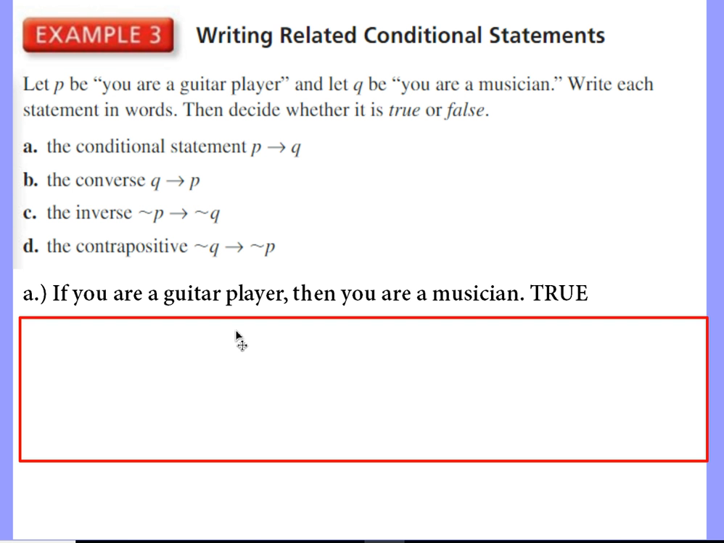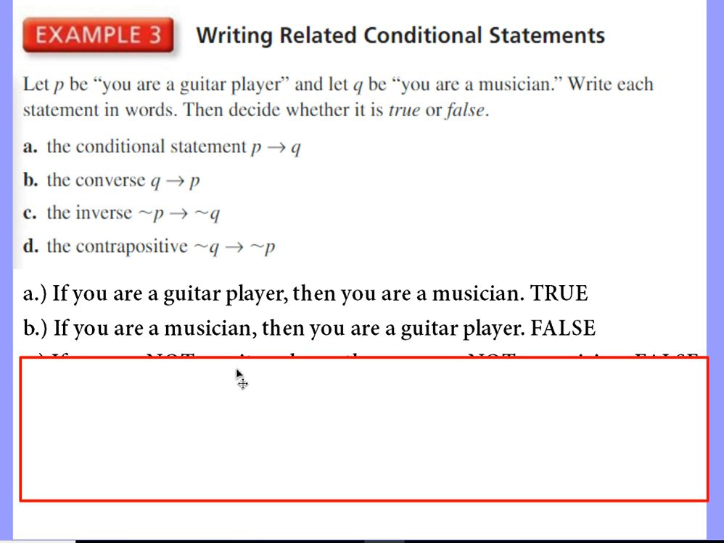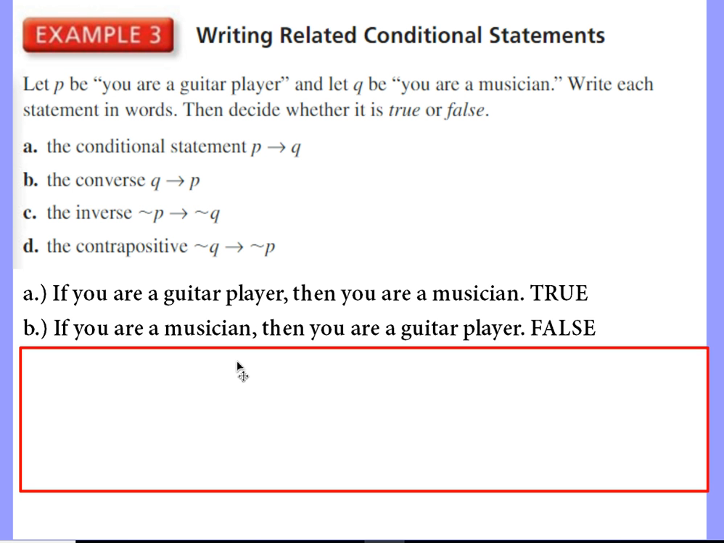Well, what about the converse? The converse is if Q, then P. We switch the hypothesis and the conclusion, so it's: if you are a musician, then you are a guitar player. But that's false, because if you're a musician, you can play a lot of different instruments other than the guitar. And so the overall statement is false.